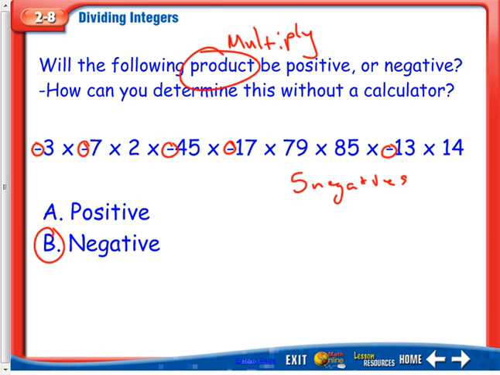All right, so when we're looking at a problem like this, the first thing to do is just to figure out, okay, is my answer going to be positive or negative? Once you determine that, then we can just throw all these numbers in a calculator. Don't even worry about the negatives. Just go 3 times 7 times 2 times 45, etc., all the way to the end. And then you already know your answer is going to be negative, so you just put the negative symbol in front.